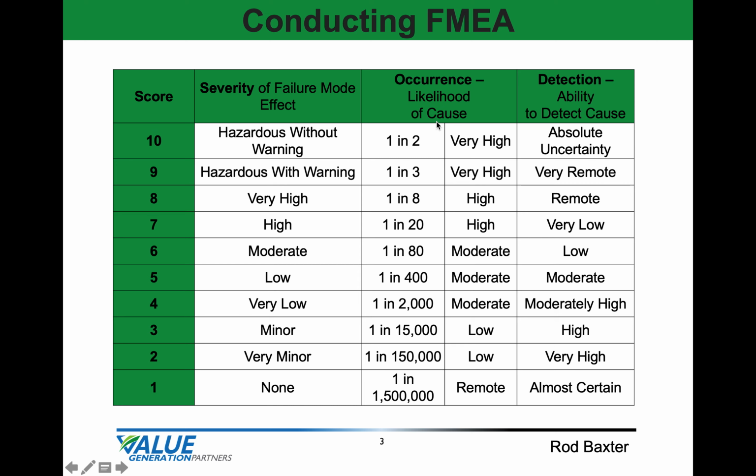For occurrence, there's 2 options. A 1 for a very remote probability of occurrence, or you can use a ratio such as 1 in 1.5 million for a probability of occurrence, up to a 10 for a very high probability of occurrence, or for a 1 in 2 chance of occurrence. For detection, we'll give it a score of 1 to 10, 1 that we can almost certainly detect it, up to a 10 where we have absolute uncertainty of being able to detect it.